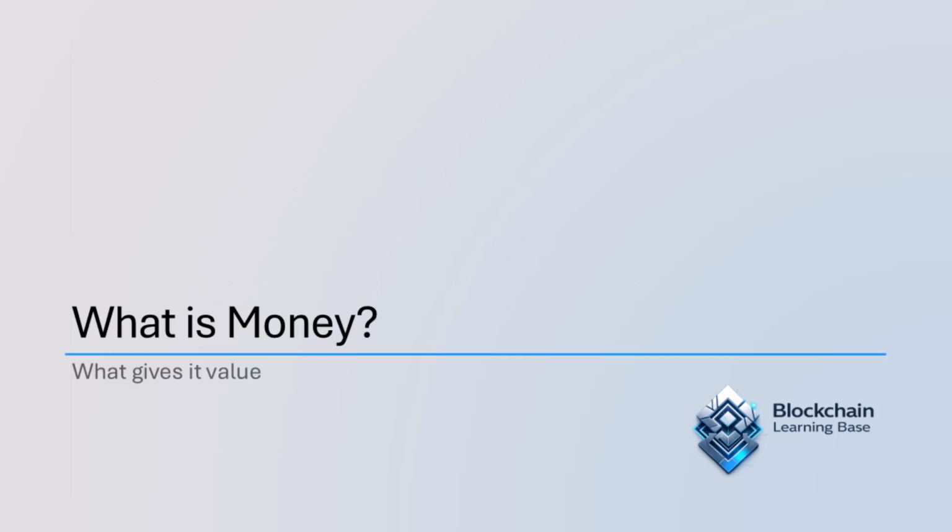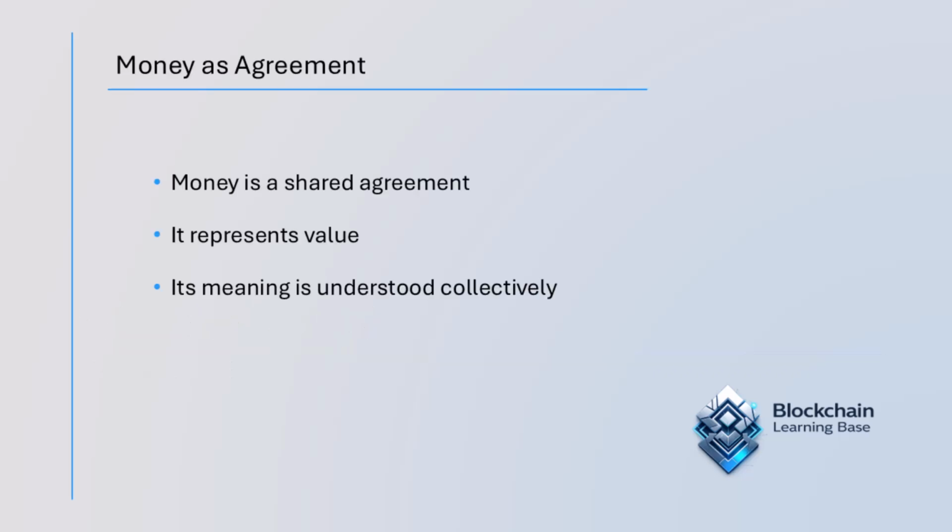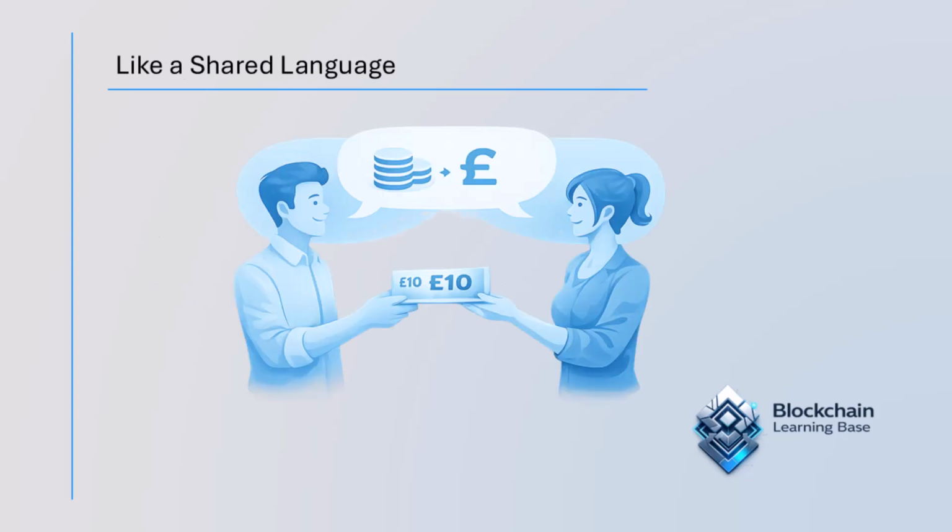What is money? Let's begin with a simple question. What is money? Most of us use pounds, euros, dollars, what we call fiat currency. But what actually gives it value? Money is, at its core, a shared agreement. You can think of it like a shared language. If I hand you a £10 note, it works not just because of the paper, but because we both agree what it represents. Just like words only work because we agree what they mean. Money only works because we agree what it's worth.